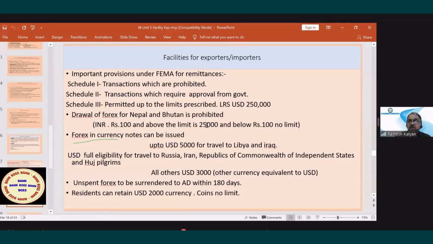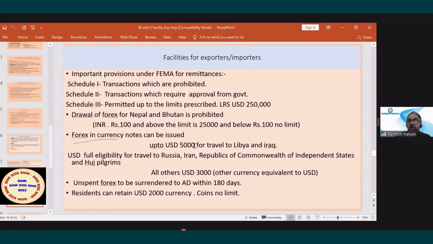The 25,000 is only for that. I told you, foreign currency is not permitted; only INR is permitted. So the limit is 25,000 for notes of 100 and above. Now everything is 500 only. Foreign currency notes can be given when a person is going abroad and requests foreign currency. That they will ask in the examination.